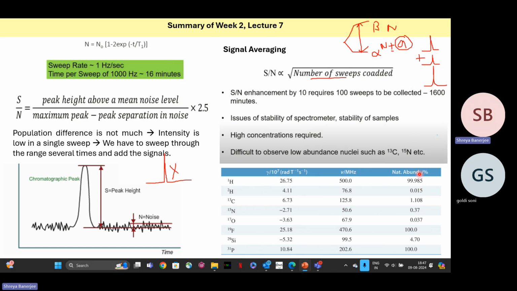So as the natural abundance of the nuclei decreases, it will be very difficult to observe those nuclei using this kind of process where you are scanning the same NMR multiple times in order to improve the signal to noise ratio. So this kind of process can mainly only be used for things like 31P, which has 100% abundance, or 19F or 1H. But for nuclei with a low abundance like 13C and 15N, you will not observe any signal at all, because even after adding several signals, the intensity is not enough that you can observe it.